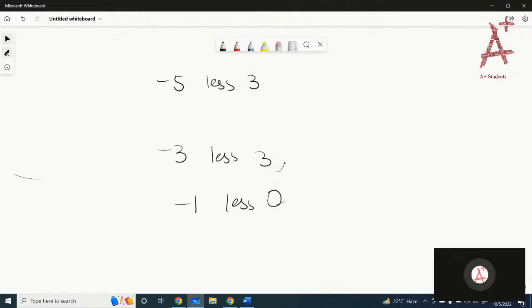Okay, the next one is negative 3 and negative 1. So negative 3 is less than negative 1. Got it? Select the correct option and click on the OK button. Okay, then you have 2 and 0. So 2 is, yes, 2 is greater than 0. Got it? Very good. 2 is greater than 0.